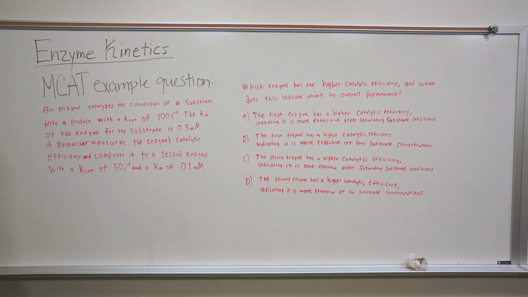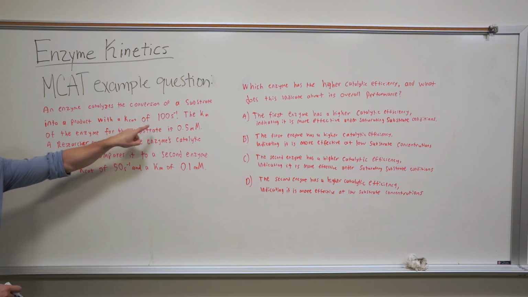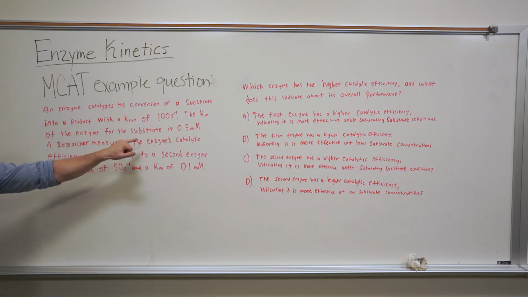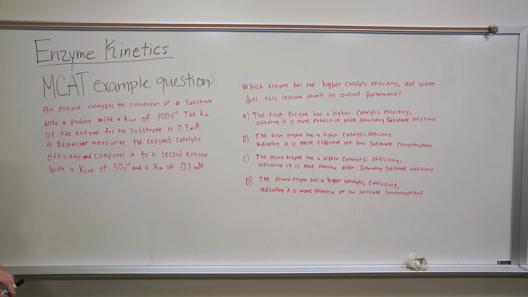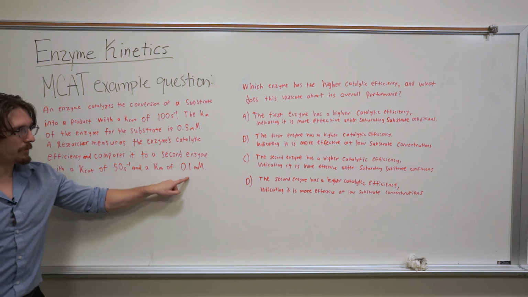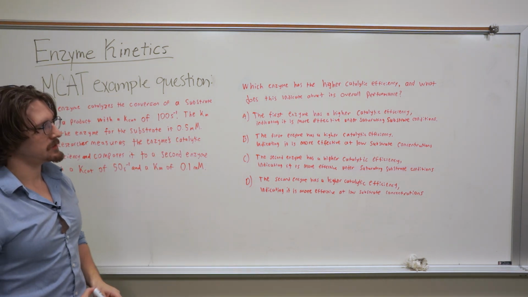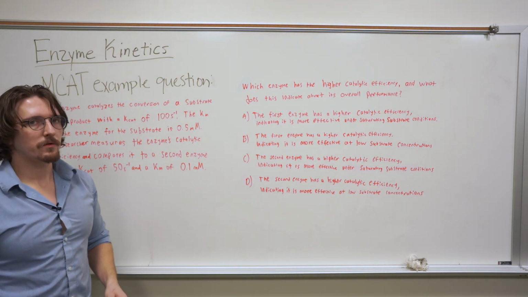Okay, so let's jump into it. The question says, an enzyme catalyzes the conversion of a substrate into a product with a kcat of 100 per second. And they're saying that the Km of this enzyme for the substrate is 0.5 millimolar. A researcher measures the enzyme's catalytic efficiency and compares it to that of a second enzyme. This second enzyme has a kcat of 50 per second and a Km of 0.1 millimolar. The question is, which enzyme has the higher catalytic efficiency, and what does this indicate about its overall performance?